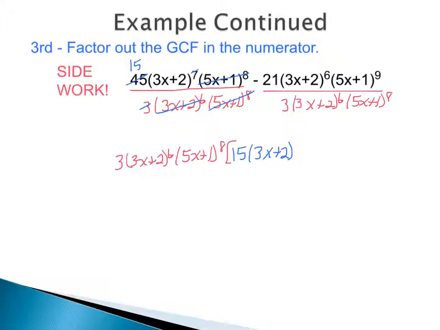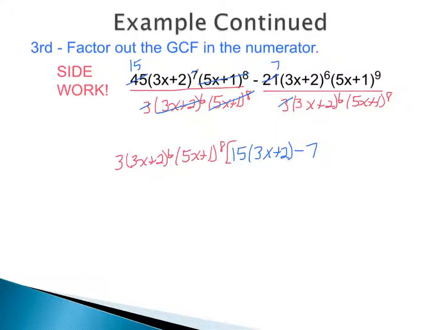In our next group, I should have mentioned this before, but you'll see what I did was I reversed the order of the (3x plus 2) to the 6th and the (5x plus 1) to the 9th just to make it easier to visualize how they line up with each other. Since it's multiplication, you can reverse the order since multiplication is commutative, in case you were confused. Okay, so 21 divided by 3, reducing that, we're just going to end up getting 7.